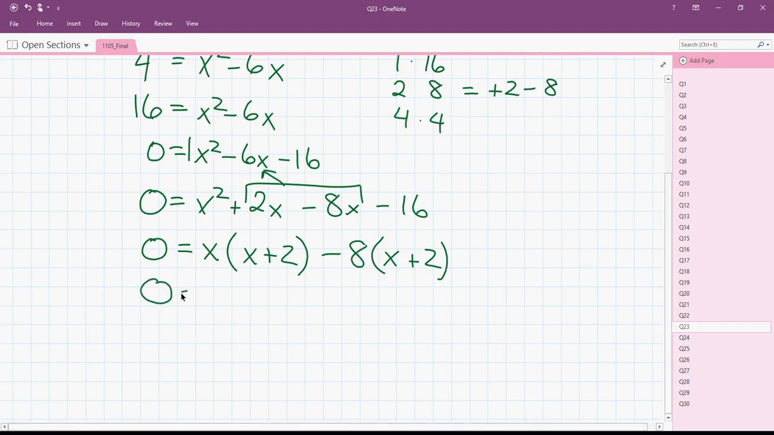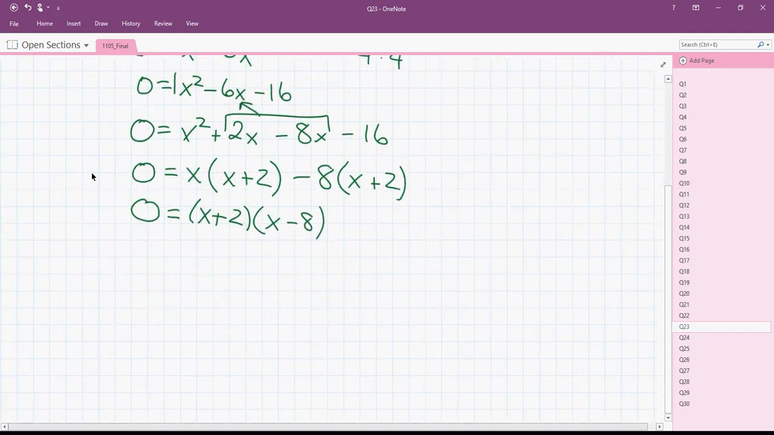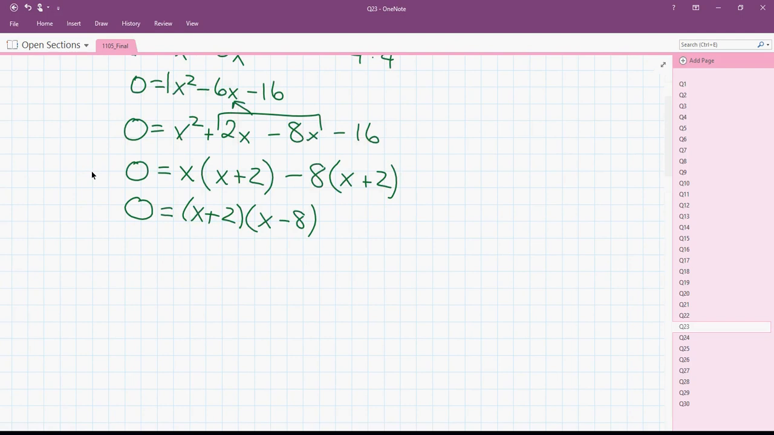So then our factors would be whatever's in the parentheses and whatever is outside the parentheses. But now to solve, remember we're setting them equal to 0. So x plus 2 equals 0 and x minus 8 equals 0. That's telling us that x has to equal 2, negative 2, and positive 8.